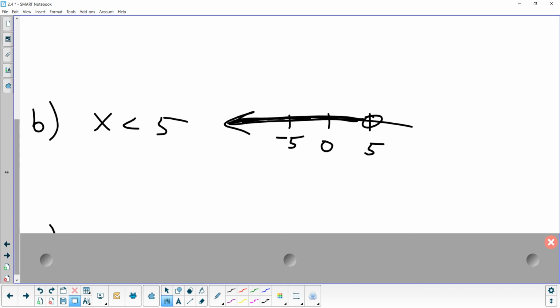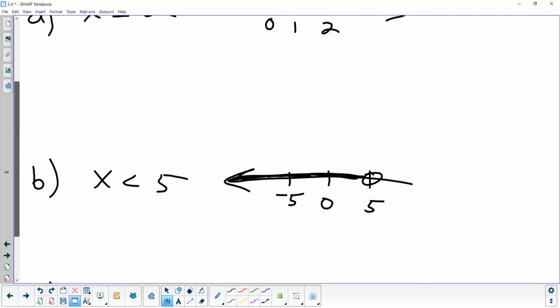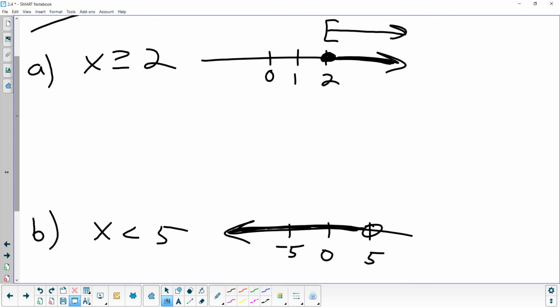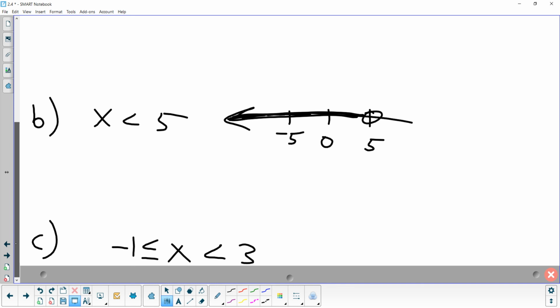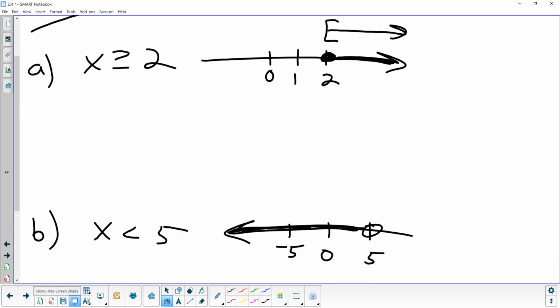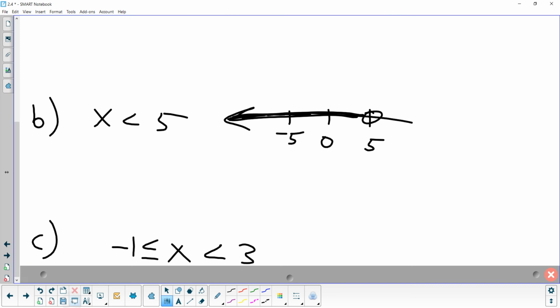Perfect. All right. So both of these, A and B, if you wanted to describe them as intervals, what kind of intervals are both A and B? They're both unbounded because they go on forever in one direction. C is bounded, specifically half open. So let's see how we graph that.